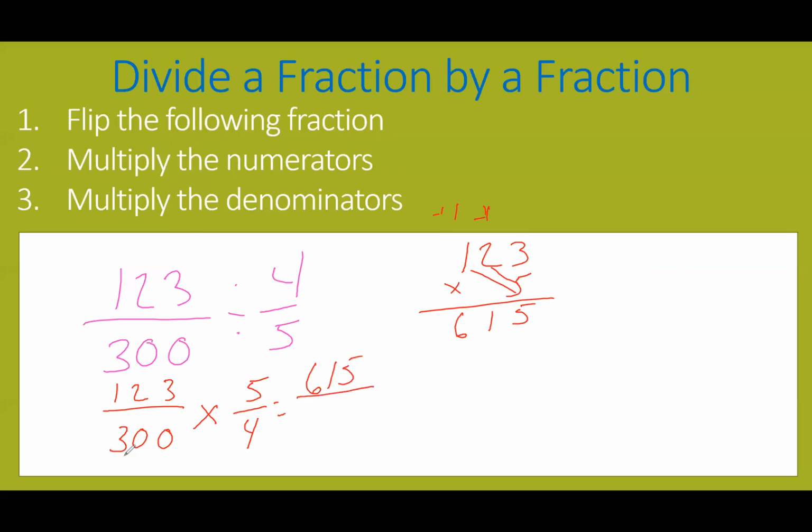And then I have 300 times 4. Well, I know that 3 times 4 is 12. So 300 times 4 is 1200. And there's my answer. Now, of course, this answer can be reduced. But remember, we're not reducing until tomorrow. And I know this answer can be reduced because this ends with a 5 and this ends with a 0. That tells me they can both be divided by 5 to get smaller. But again, that's tomorrow.